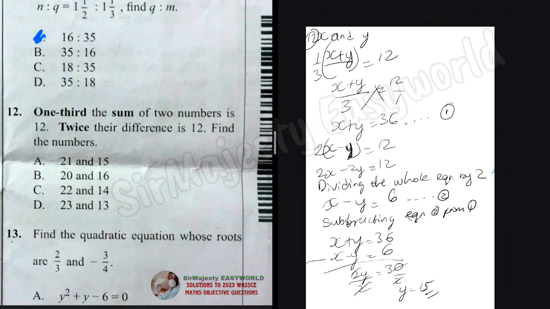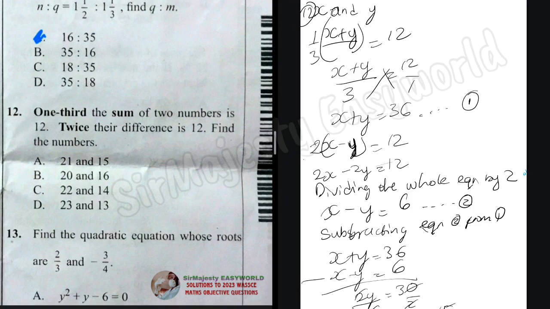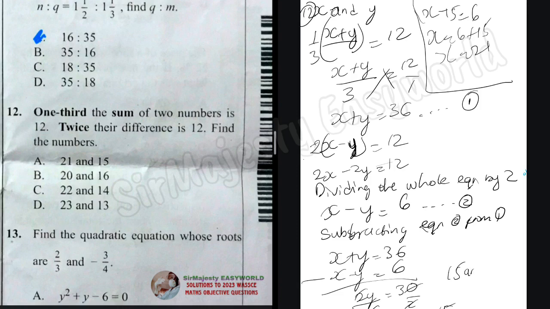Let's just solve it on this small side. Remember, let's use the second equation to get our x. So x minus 15 is equal to 6. x is equal to 6 plus 15, and x is equal to 21. So the two numbers are 15 and 21. This is our final answer. So that's A. Let's move on to the next question.